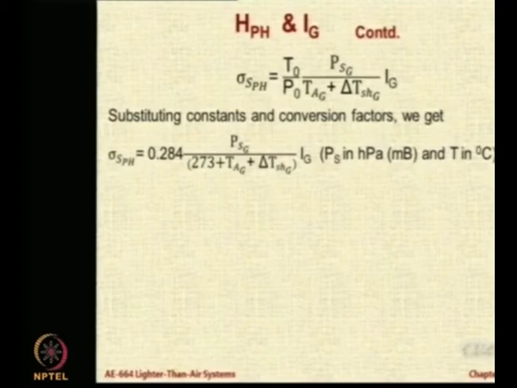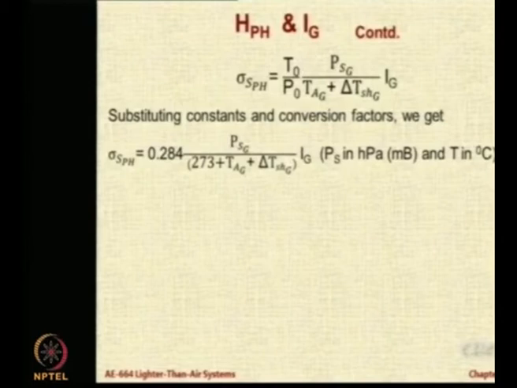So by this simple expression, you can get the value of sigma. So how does it help you? How does this expression help you? Why are we doing this? Everything is in ground level. So therefore, what does it get you? What does it help you obtain?